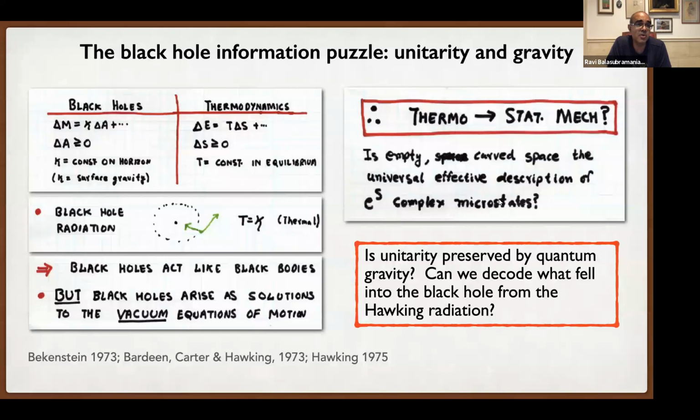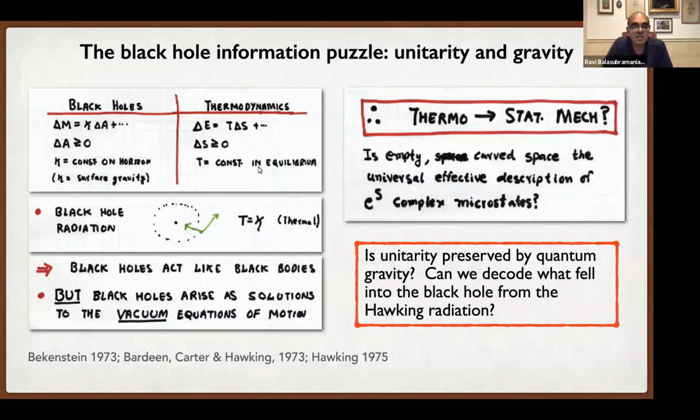So just to remind you very quickly, already in the early 70s, Bardeen, Carter, Hawking, and Bekenstein enumerated the laws of black hole mechanics. Those are classical rules that say, for example, that if you insert a certain amount of mass into a black hole, the area changes. So delta M is kappa delta A. Kappa is the surface gravity. The change in the area is always non-decreasing, and kappa, the surface gravity, is constant at the horizon. And these rules are in formal analogy to the laws of thermodynamics.